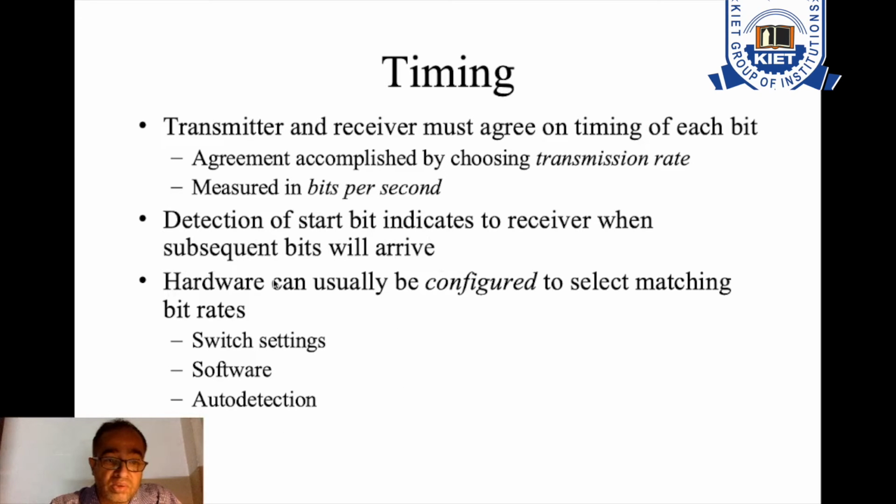Now, the problem of the bit rates can be solved using any of these 3 methods. First is the switch settings. By setting some switches onto the hardware, you can check the transmission. You can use it by a program, and there can be an auto detection method.